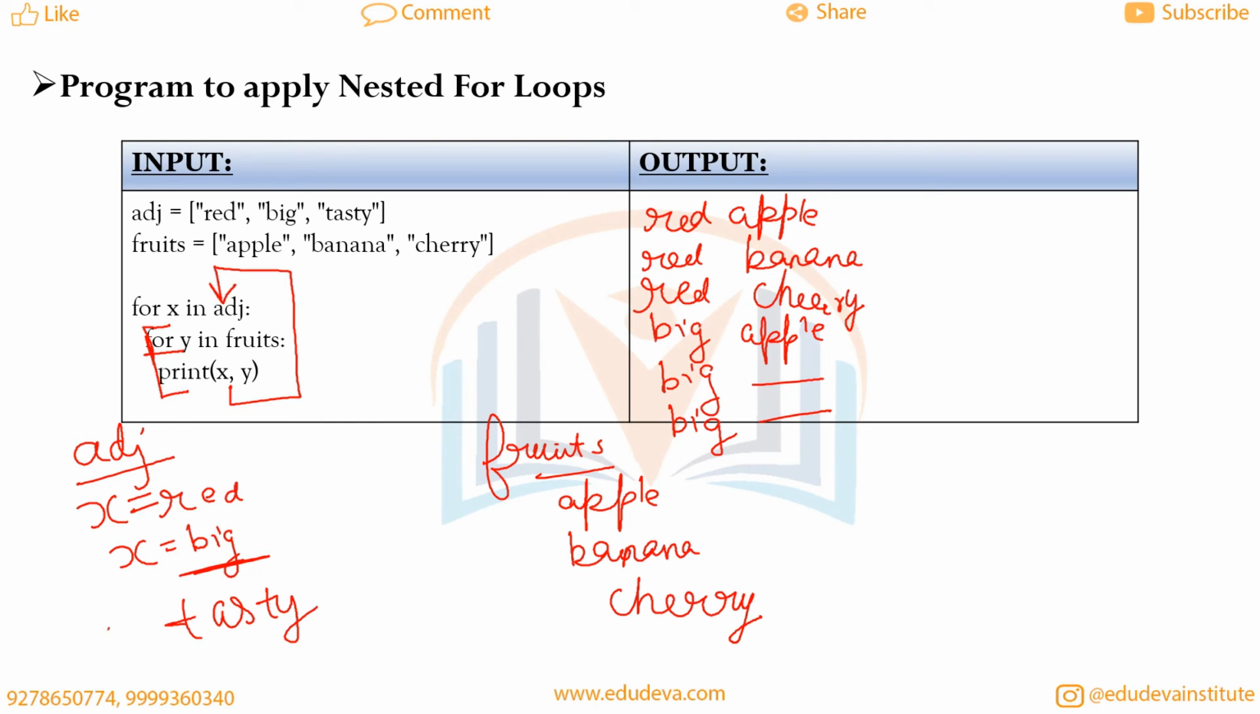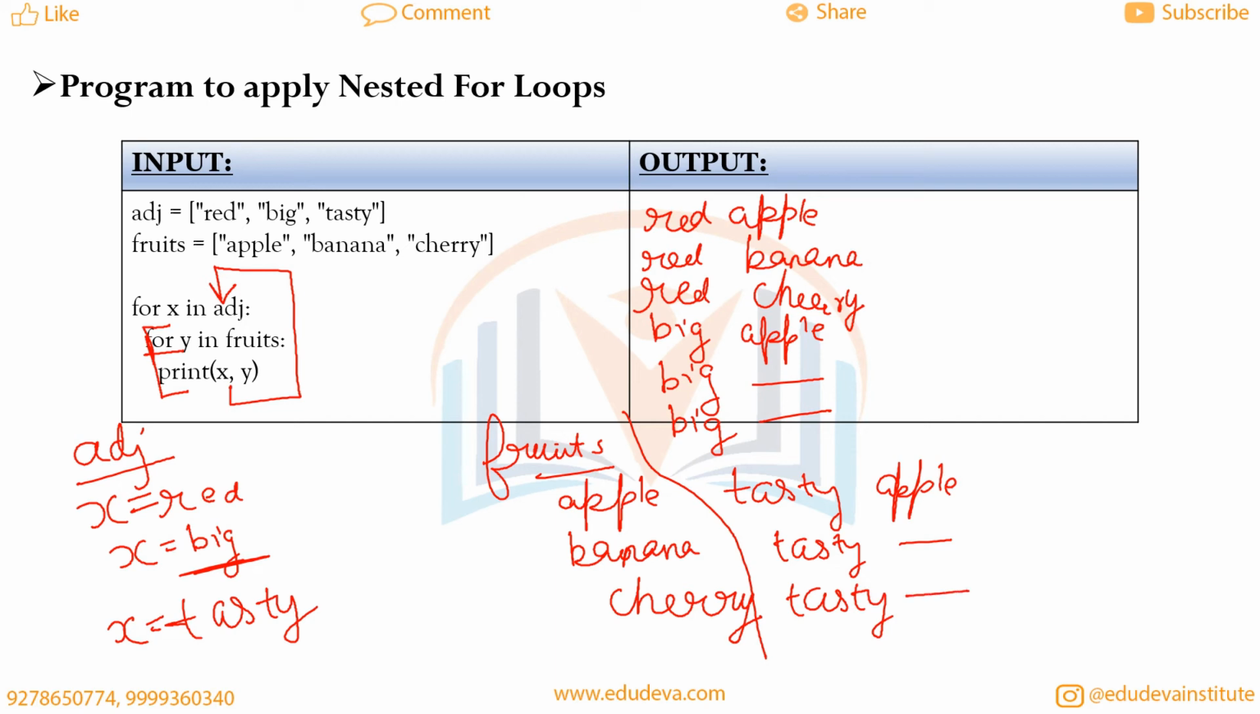Now the value of X will be tasty, and for the value of X as tasty we will execute the second for loop again and the output will be tasty apple, tasty banana and tasty cherry.